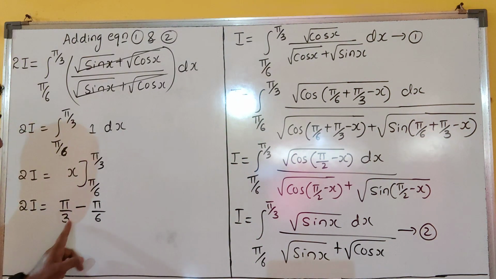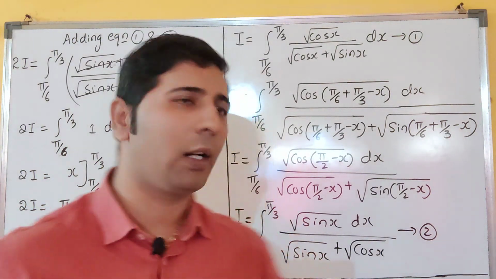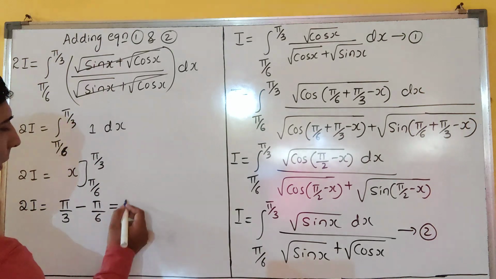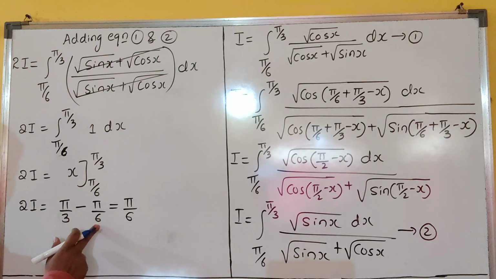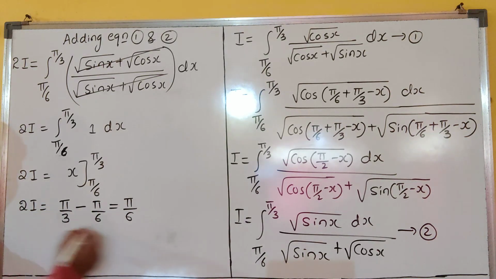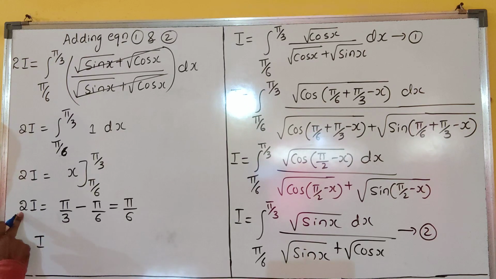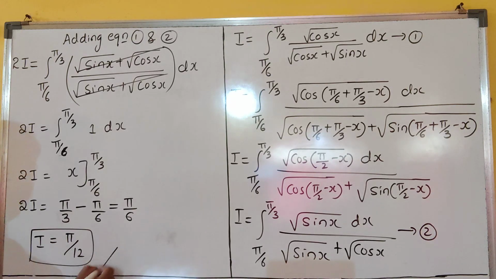30. 60 minus 30 is how much? 60 minus 30 is 30, or not? So 30 means what? Pi by 6. Understood? 60 minus 30 is 30. 30 means pi by 6. So you take that side. 2 1 ja, 2 6 ja, how much? 12. This is our required answer, my dear students.